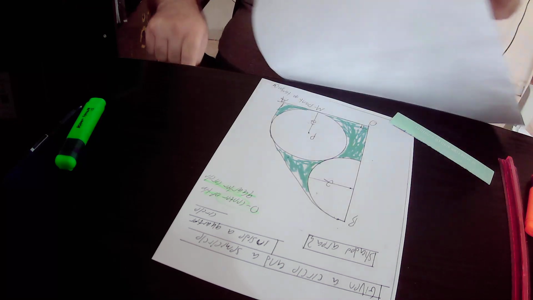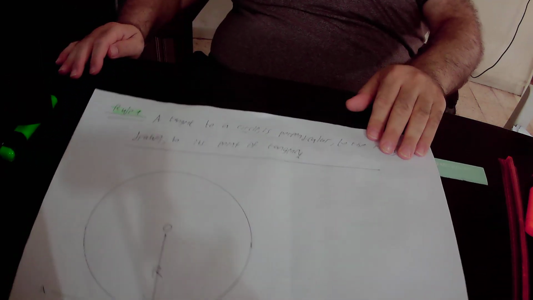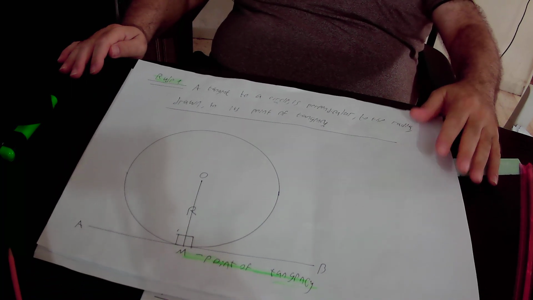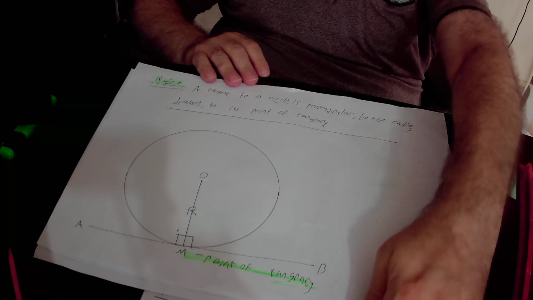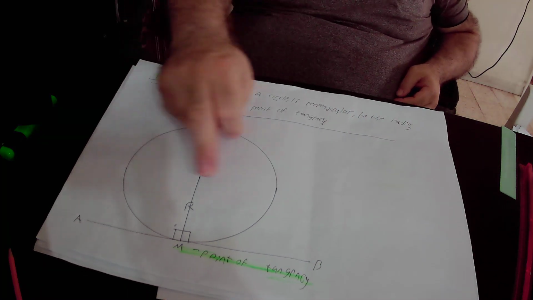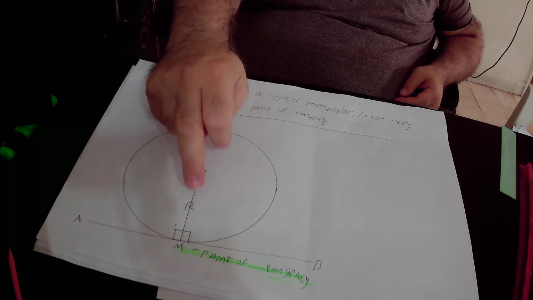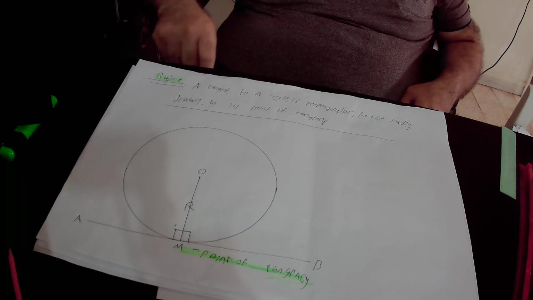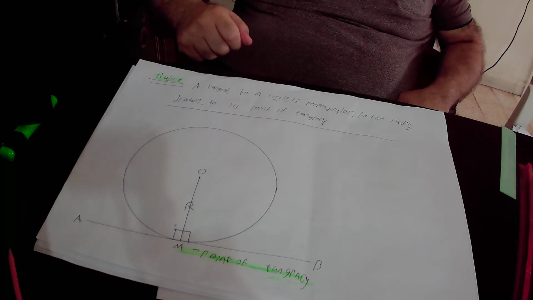And we have here rule number 1 that states that a tangent to a circle is perpendicular to the radius drawn to its point of tangency. So here we have tangent AB that is tangent to this circle at point M. Point M is the point of tangency of tangent AB with this circle. And we have the radius OM that is drawn to the point of tangency.